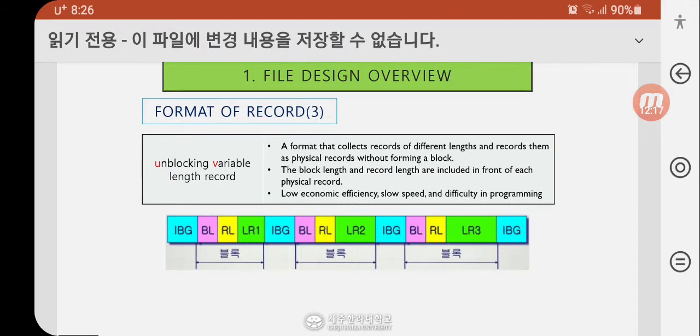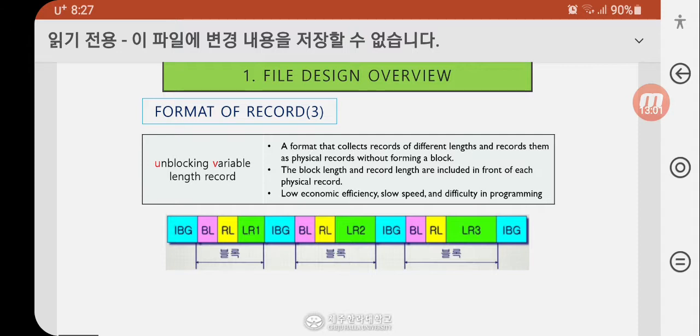Next, the format of record is unblocking variable length record. This type is a format that collects records of different lengths and records them as physical records without forming a block. The block lengths and record lengths are included in front of each physical record. This is low economic efficiency, slow speed, and difficult in programming.